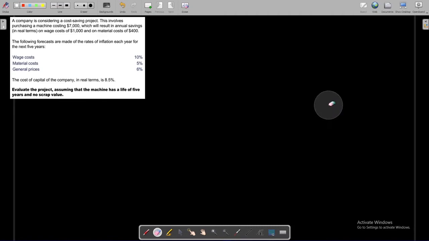Now the question is: a company is considering a cost saving project. This involves the purchase of a machine that will cost $7,000, which will result in annual savings in real terms on wage cost of $1,000 and material cost of $400.